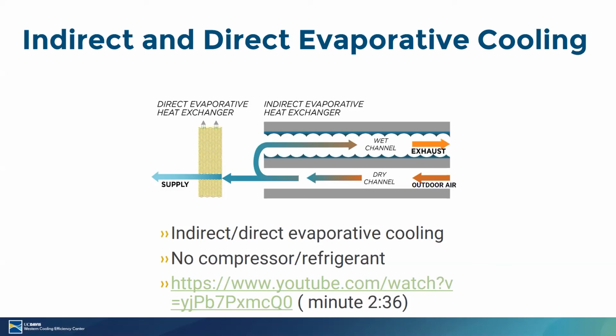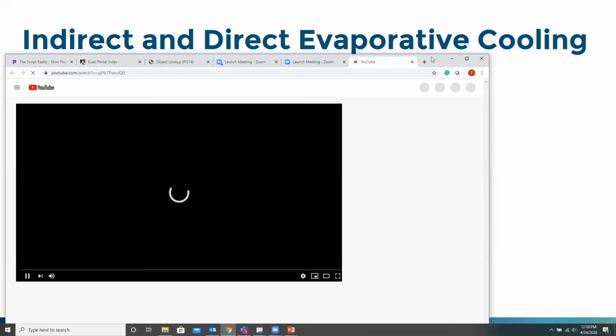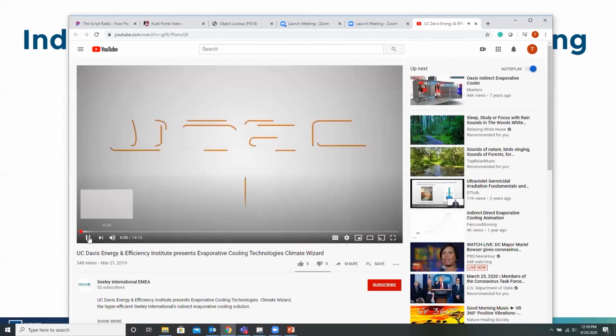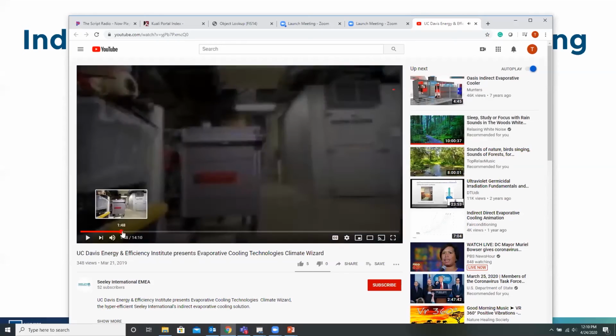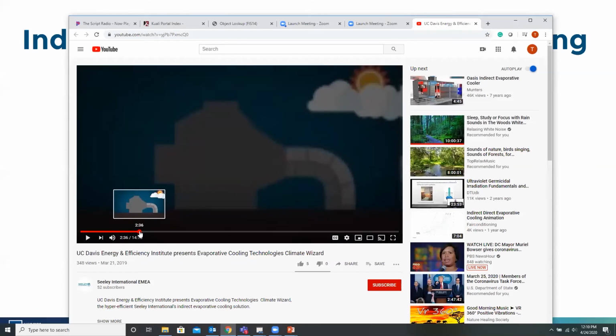In the product that I'm going to talk about that we tested in our lab, it's a combination indirect and direct evaporative cooler. After the air comes from outdoors and is cooled, there's a final stage where it also picks up a little humidity and cools a little bit further. I wanted to show just a minute of this video that Paul made for another purpose, but this actually shows how the indirect evaporative heat exchange process works.